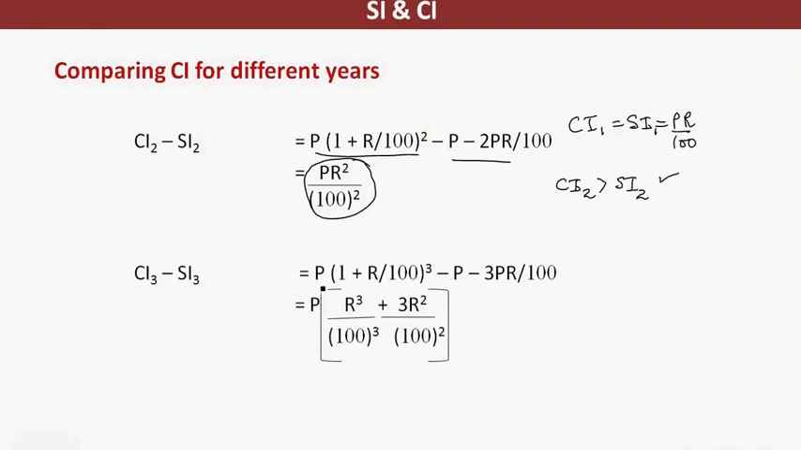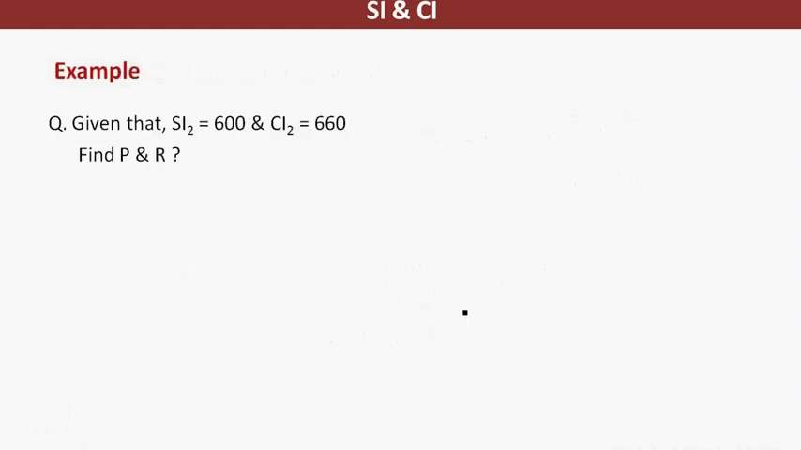For the third year, again the principal in case of compounding will be much more than the principal for the simple interest case. This is the compound interest for the third year and this is the simple interest for 3 years. So if I subtract them, I'll get the formula which gives me the difference between the compound interest and simple interest for 3 years.